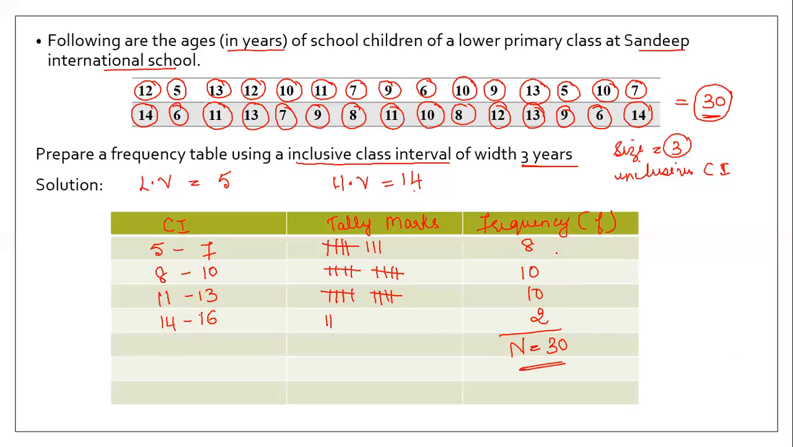So you should know, you have to see first which class interval, either it is an inclusive or an exclusive class, and also you have to see the width. Okay, you have to see the width.